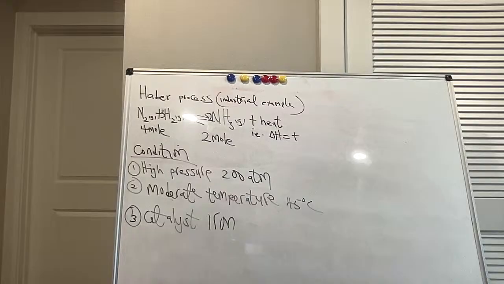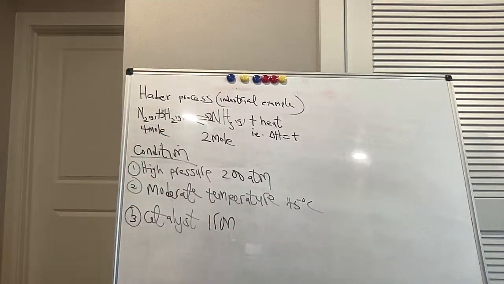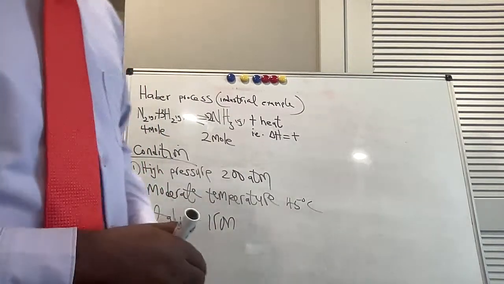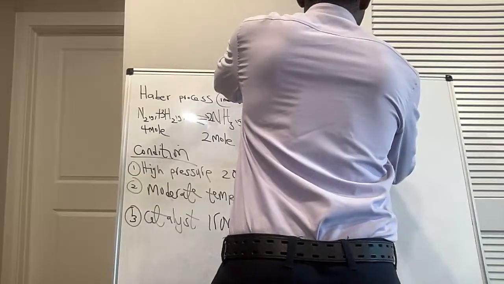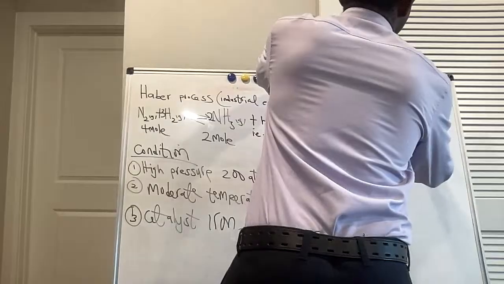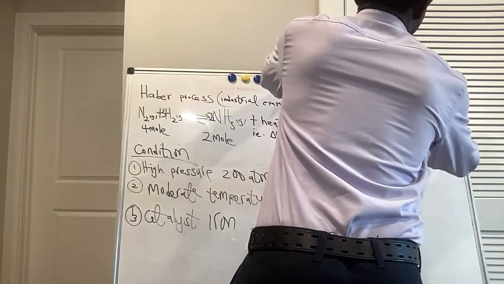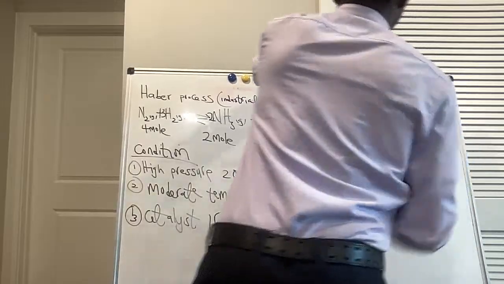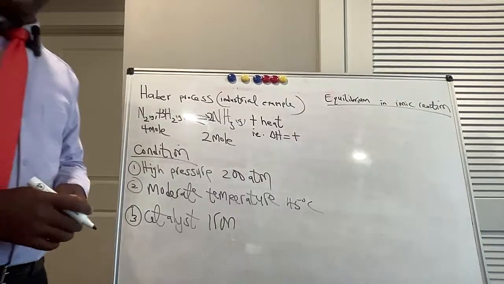So we are going to look at equilibrium in ionic reactions. Equilibrium in what? Ionic reactions. We are going to look at equilibrium in ionic reactions. So let's look at ethanoic acid.